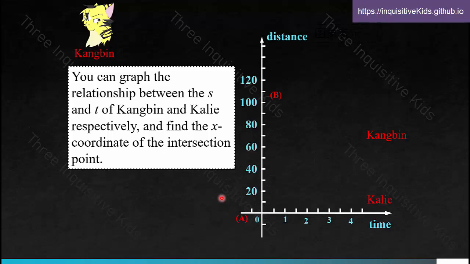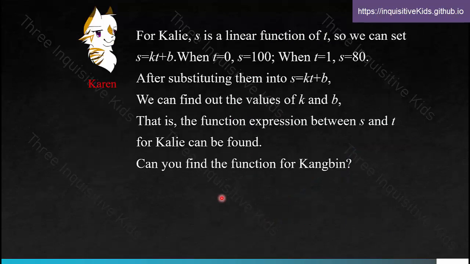You can graph the relationship between the S and T of Common and Kaylee respectively and find the x-coordinate of the intersection point. So here is a Cartesian coordinate system, and we're just going to graph their speeds. And their intersection point is where they meet, right? It's where their distances from A are the same. Now this is Karen. Now here's her solution.